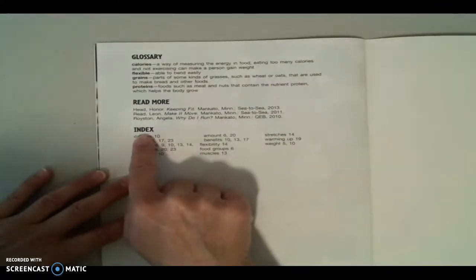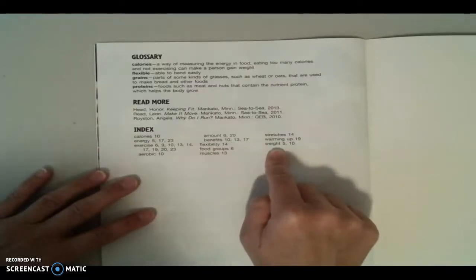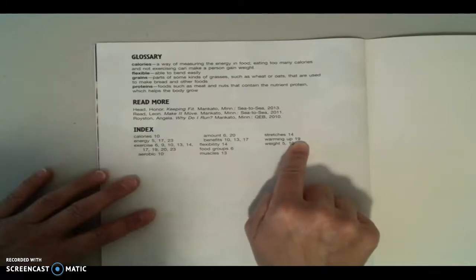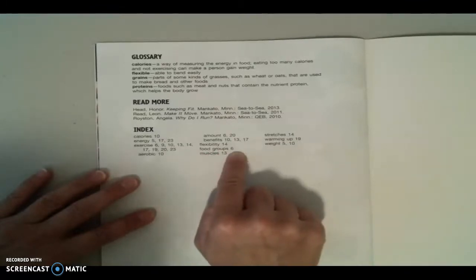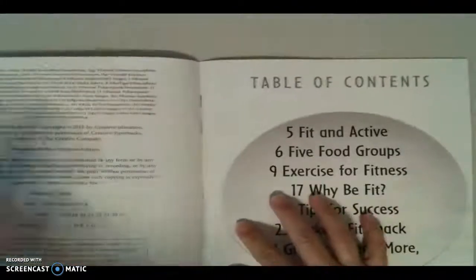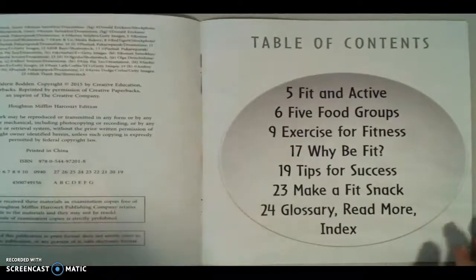So a glossary is often in informational texts, and this is an index. It has some different words that you might want to look up information on, such as warming up, and it tells you the page number, page 19. Food groups on page 6. So you can use an index to find information that you might be looking for, and you can also use the table of contents, both very helpful tools in informational texts.